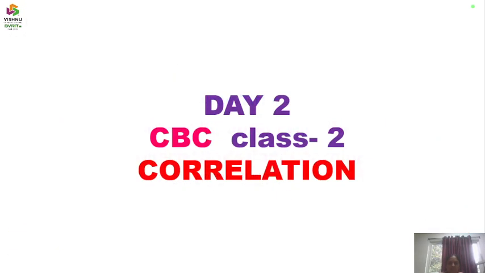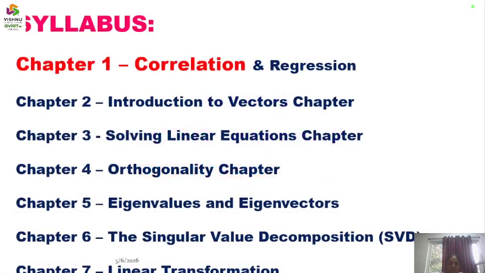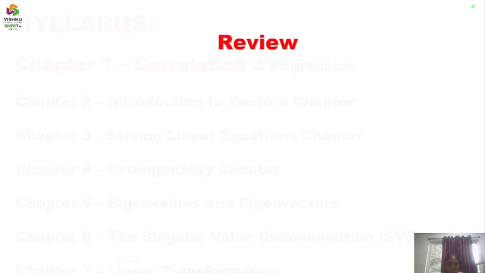Here we are again seeing correlation. The syllabus contains the following, already explained in the previous class. Chapter 1, correlation and regression; chapter 2, introduction to vectors; chapter 3, solving linear equations; then orthogonality and eigenvalues, eigenvectors; sixth, singular value decomposition; and seventh, linear transformation. So let me continue with correlation.